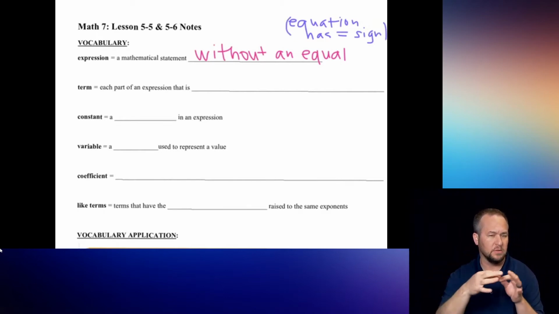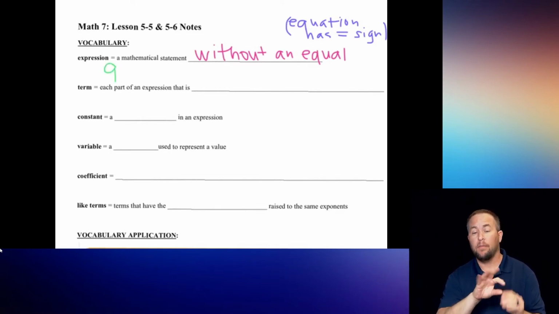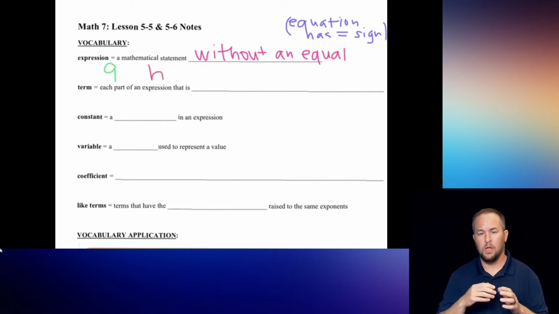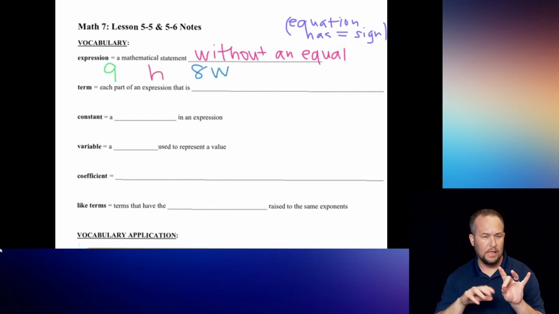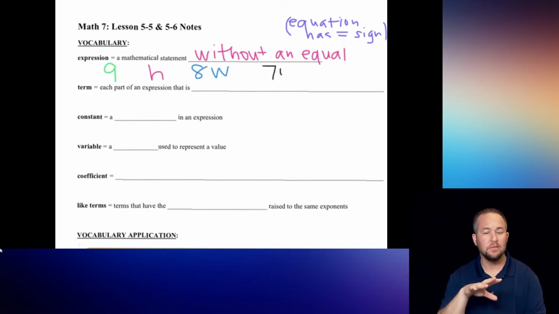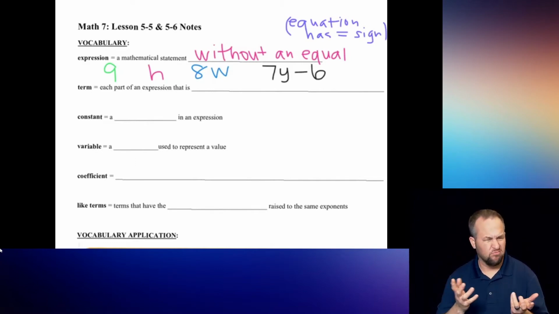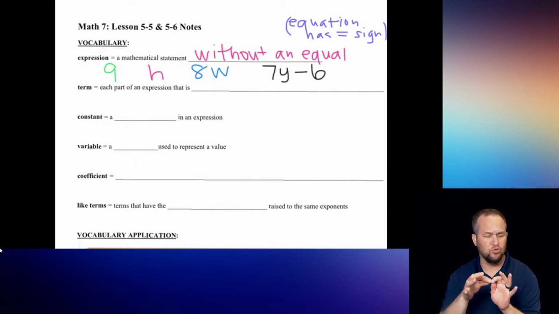An example of an expression could be like the number 9, or another expression could be like W, or another expression could be like 8W. And then one more example of an expression could be like 7y minus 6. So those are all examples of expressions, but now we're going to move on to terms.